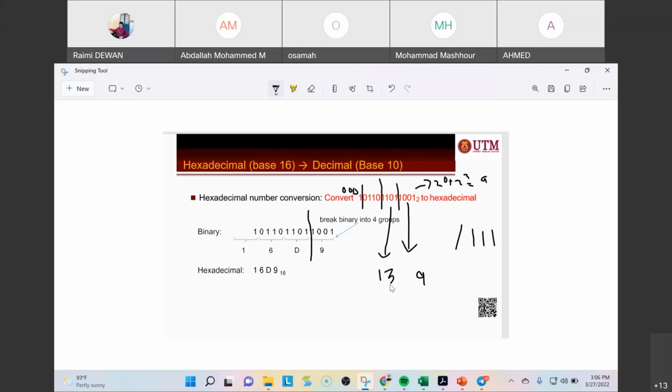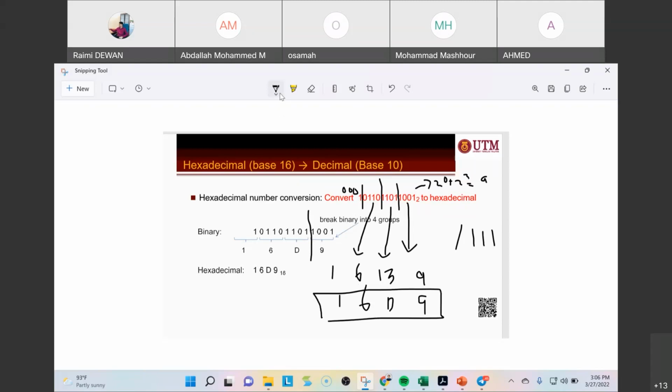But the question is asking to convert to hexadecimal, and we don't have 13 in the hexadecimal system. We only have letters, A, B, C, D. So this one is definitely D. And this one in decimal, 0110, is 6. In hexadecimal we still have 6, so just put 6 here. This one is still 1. So you end up with 1D96.